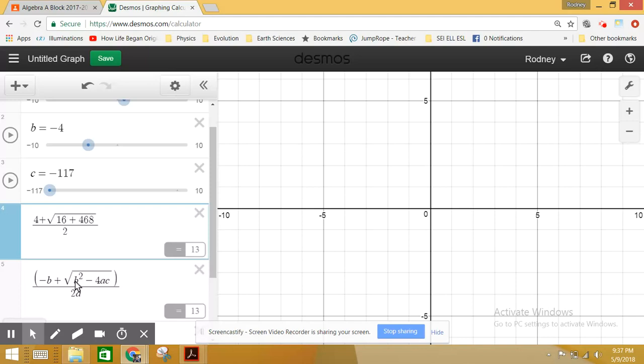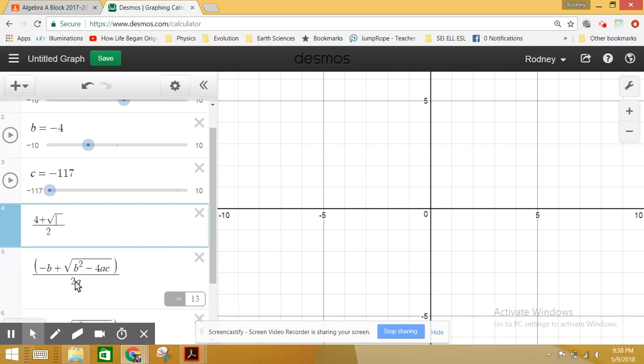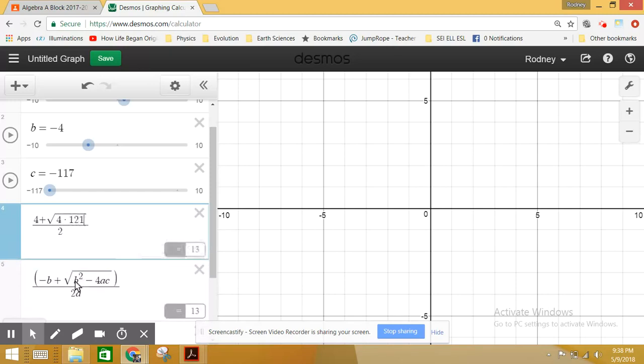16 plus 468. That's going to be 484. Okay, and the square root of 484 is a neat and tidy number. 484 happens to be 4 times 121. So I rewrote that as 4 times 121. You might notice now we have 2 perfect squares. The square root of 4 is 2. The square root of 121 is 11. So this boils down to 22.